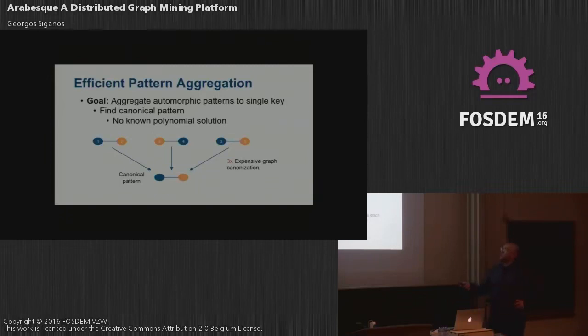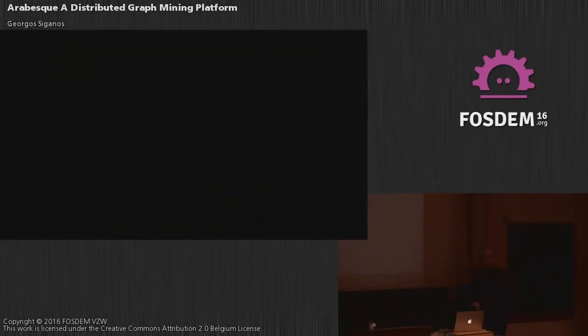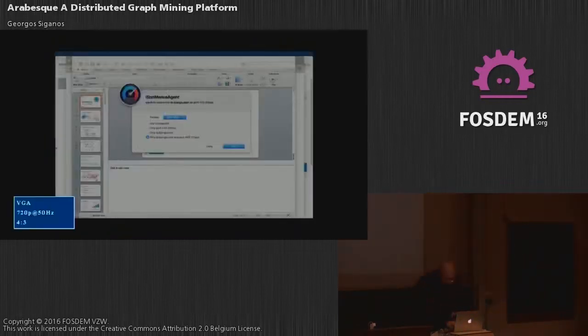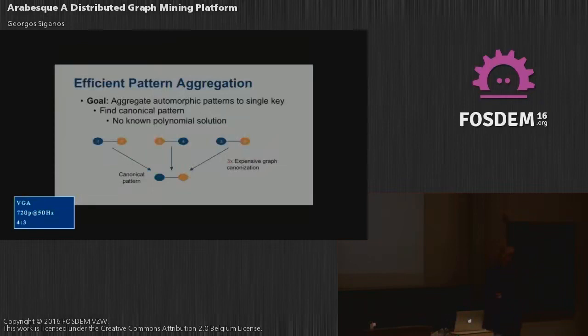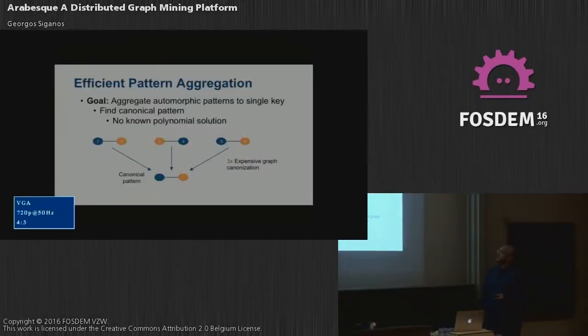The other one is about how we do aggregation. So you have these embeddings, 1, 2, 2, 4, and 3, 5, which basically capture the pattern blue and yellow. So this is the canonical pattern. This is the one we want to find out. Now, if we do this on all the embeddings, we have to do it 3 times. So we have to do 3 expensive operations.